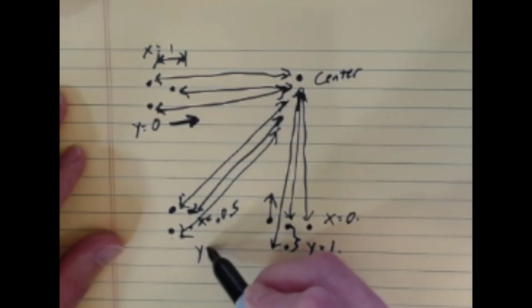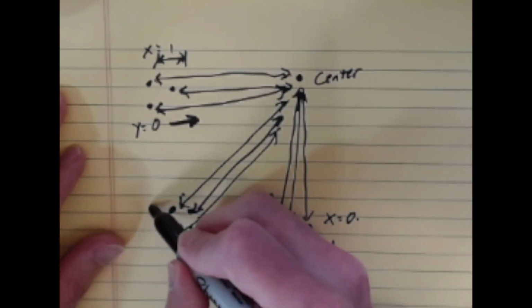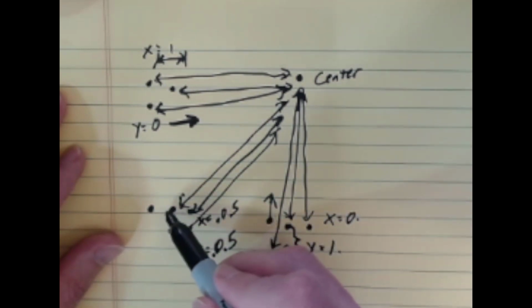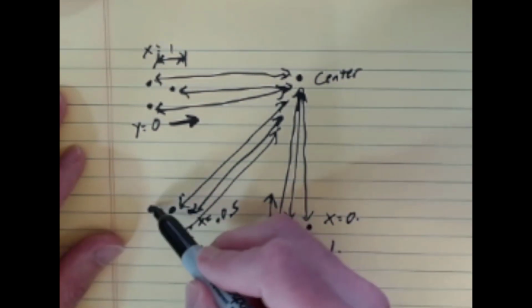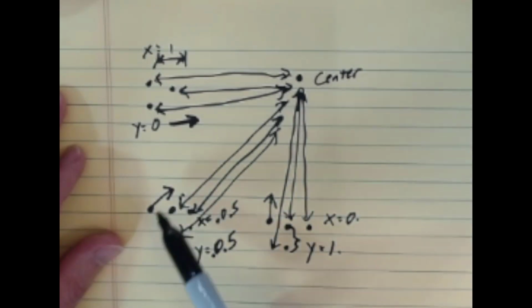Let's say that's also 0.5. And so now we're going to create a vector. Let's say it starts here, and we're going to go over 0.5 and up 0.5. So this vector is going to be pointing up this way.